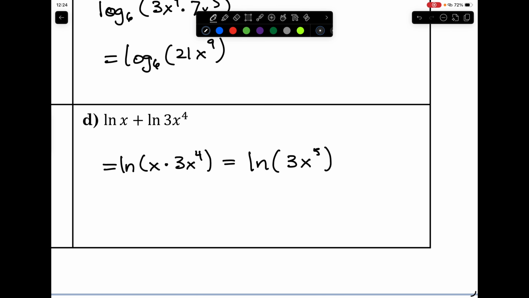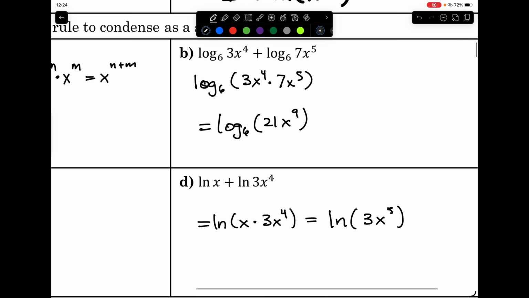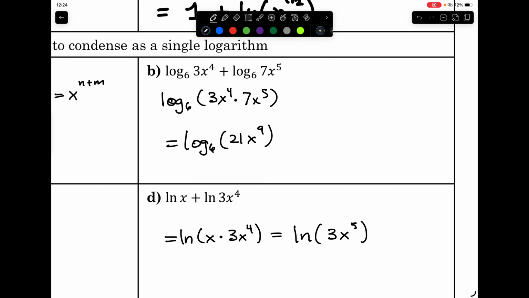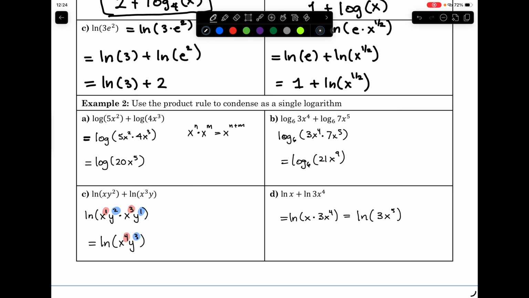Now, this technique is going to be a lot more useful when we get to the section about solving equations. So we'll go back to it again. We'll go back to this rule, this technique, in a section later on in this module.